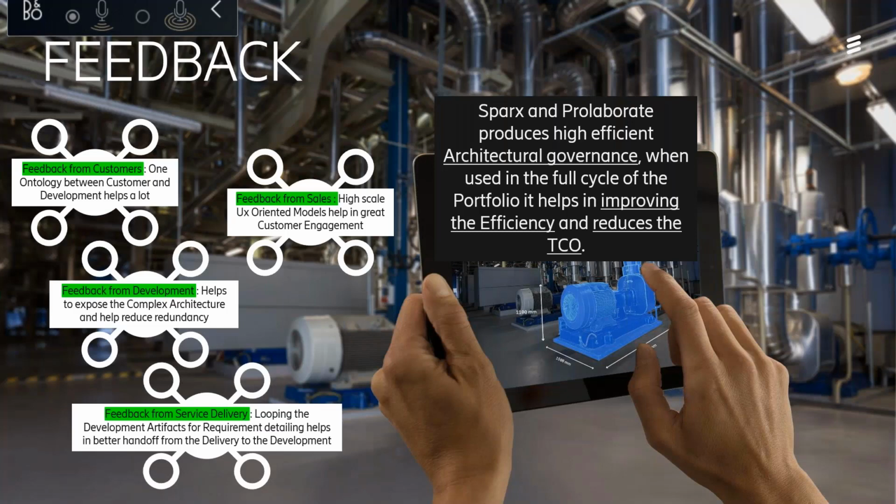So we regularly try to get feedback from the different stakeholders that we have, and the main thing we get as feedback is that it's a very good, highly efficient way of architectural governance, because as I said, the portfolio is spread across multiple regions, and it's multiple products. So all these things need to be put into a common place where each one can see the others and try to maintain it.